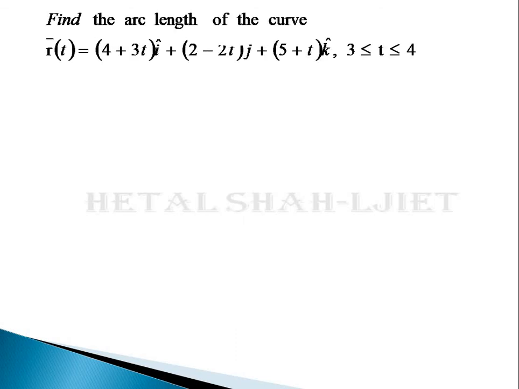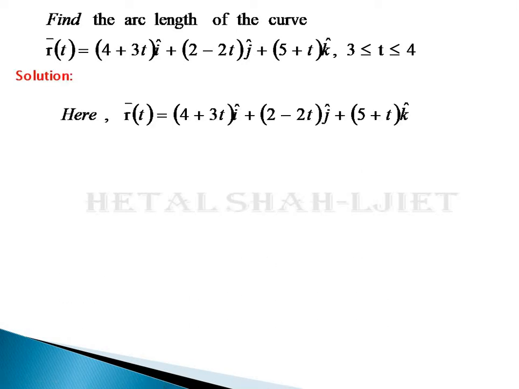Okay, now let's start with an example. Find the arc length of the curve r(t) = (4 plus 3t) i cap plus (2 minus 2t) j cap plus (5 plus t) k cap with the boundary 3 to 4.